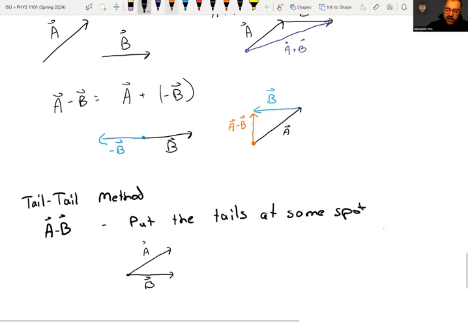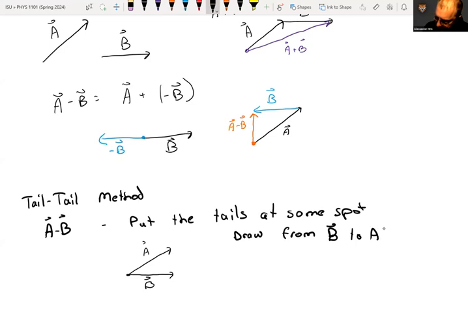But it turns out that if you draw from B to A, that vector is going to give you A minus B. Okay. So the idea here is that notice that this vector right here is A minus B. And notice, within the realm of accuracy for freehand drawing, they're basically the same vector. Okay. So that's what's going on with that.